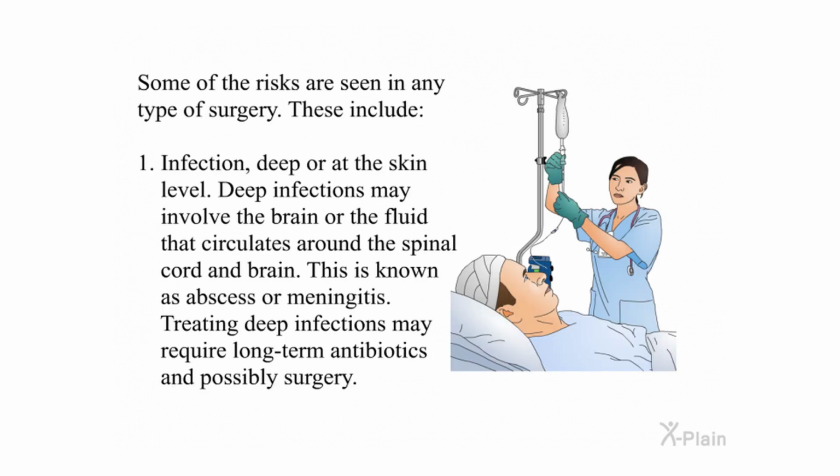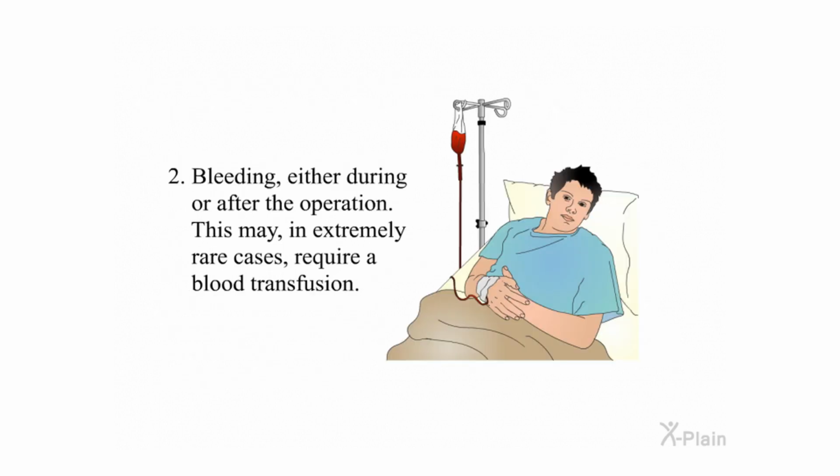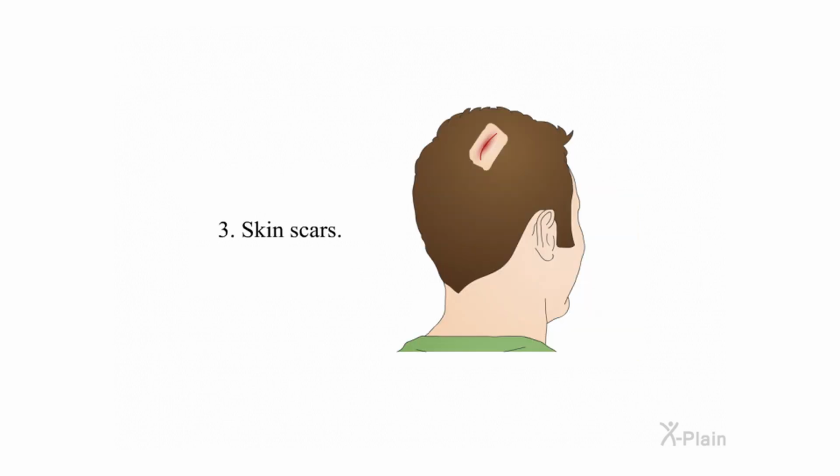Some of the risks are seen in any type of surgery. These include: 1. Infection, deep or at the skin level. Deep infections may involve the brain or the fluid that circulates around the spinal cord and brain. This is known as abscess or meningitis. Treating deep infections may require long-term antibiotics and possibly surgery. 2. Bleeding, either during or after the operation. This may, in extremely rare cases, require a blood transfusion. 3. Skin scars.